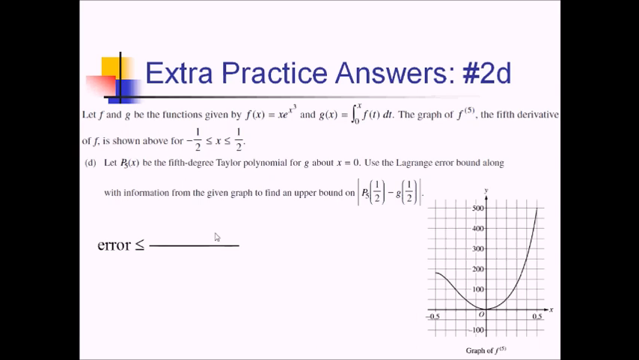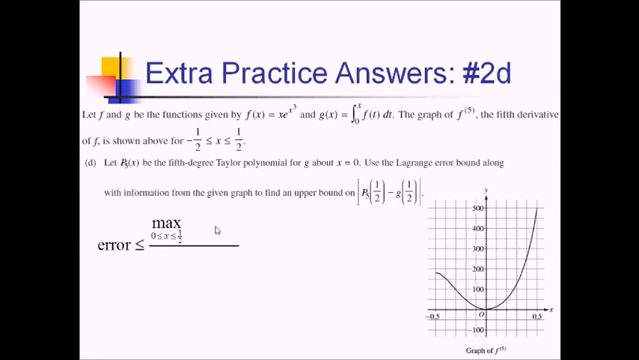And let's see here. So that means we need an interval. Our interval always goes from the center to the input value. We have a center of 0. We're trying to input a value of x equals 1/2. So I want the max derivative from 0 to 1/2. Which derivative do I want? Well, if I'm using a 5th degree polynomial, that means I want the 6th derivative.